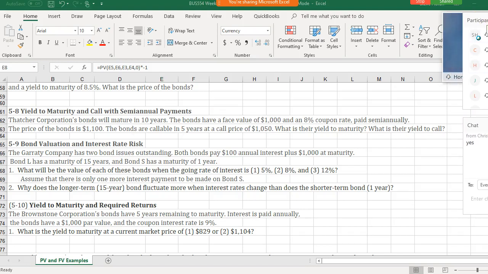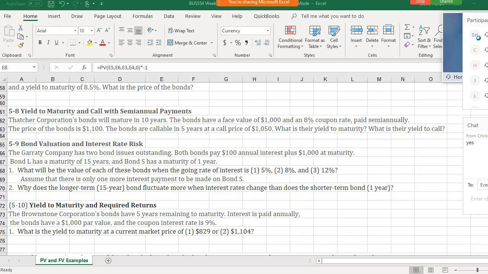Yield to call is the yield I would expect to earn if the bonds are called. Okay, so yield to maturity is the yield if I own the bonds until they mature. Yield to call is the yield I get if the bonds are called. Okay, so I'm going to calculate both of these.